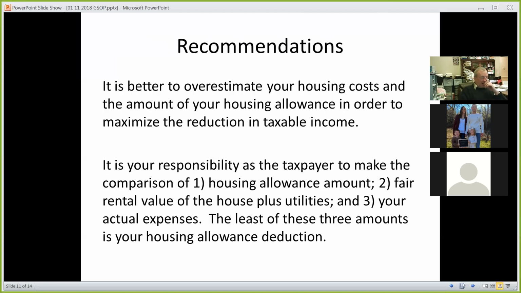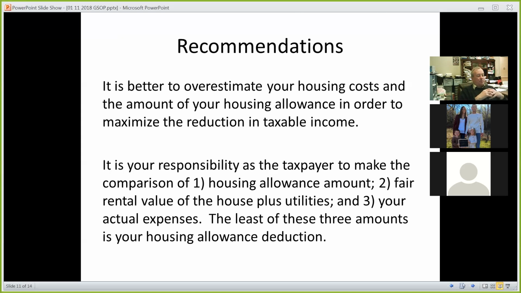But all right, my recommendation: it's always better to overestimate your housing cost, and the amount that you designate as housing allowance. Now, obviously, if your rent exceeds what you're getting paid as a minister, you can't go any more than 100%. But if housing allowance is not 100% of compensation, it's always better to overestimate what your cost will be. Let's talk through those three numbers: the housing allowance amount, the fair rental value of the house plus the utilities, and actual expenses.